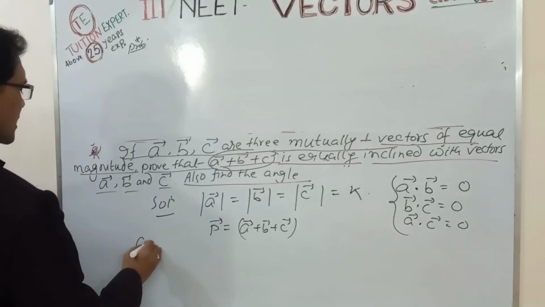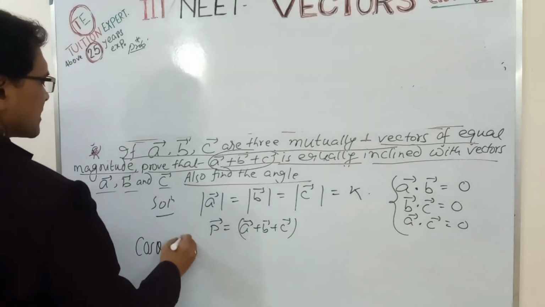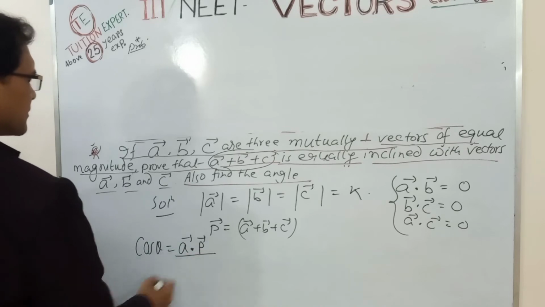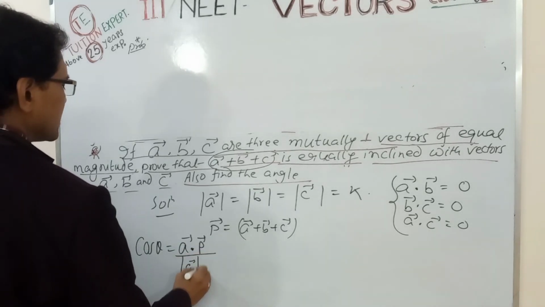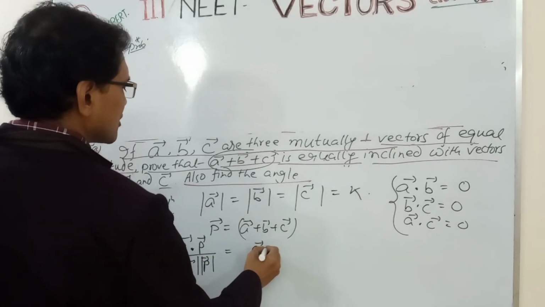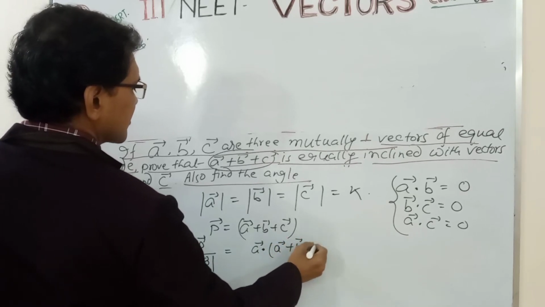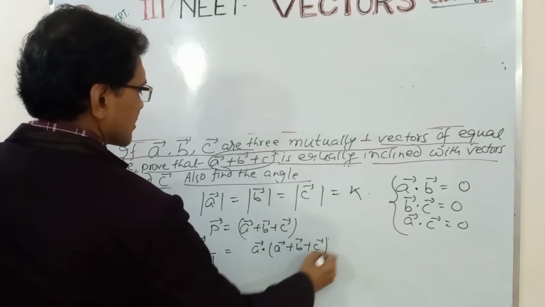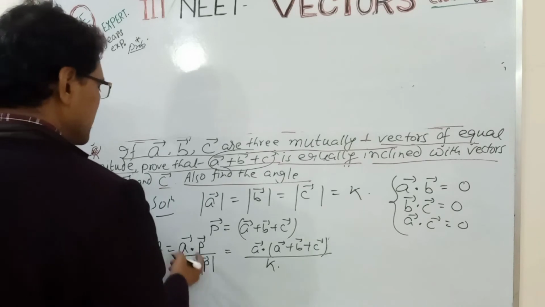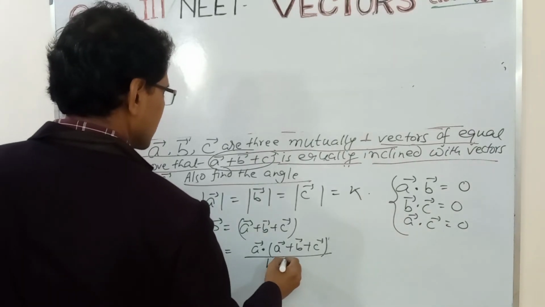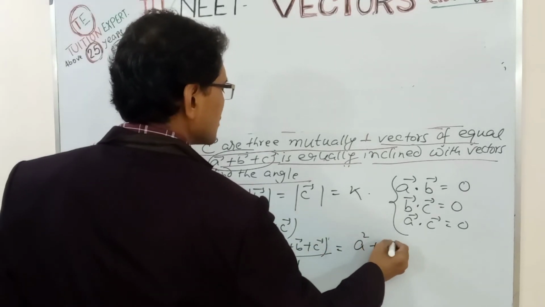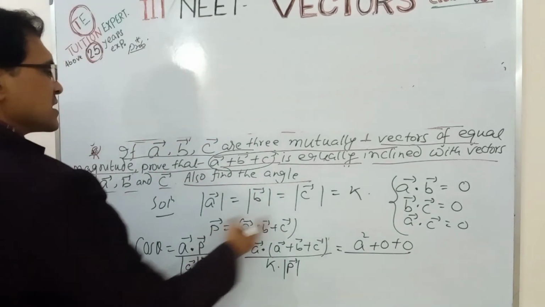We know the angle between two vectors. Suppose theta; we have to determine the angle between A and P. So cos theta equal to A dot P by mod A and mod P. Mod A is equal to K, and we have to determine mod P. Now A dot A equal to A square, A dot B is 0, A dot C is 0. A square means K square.